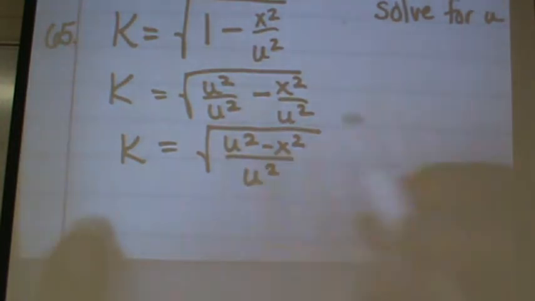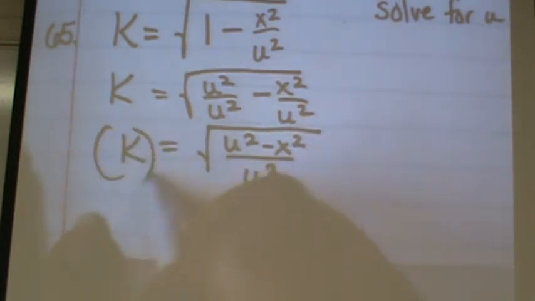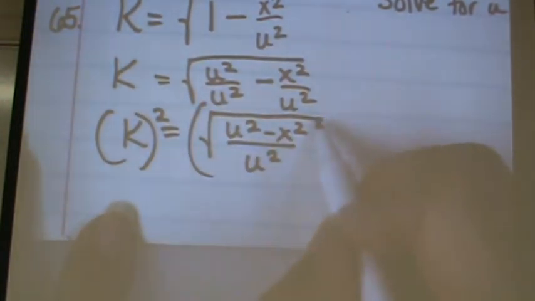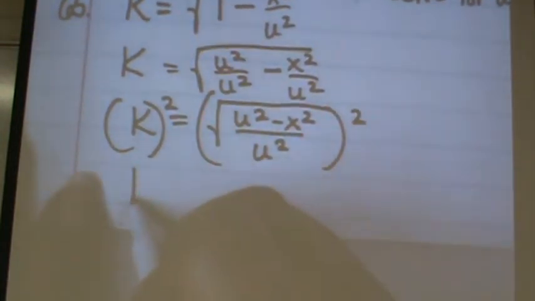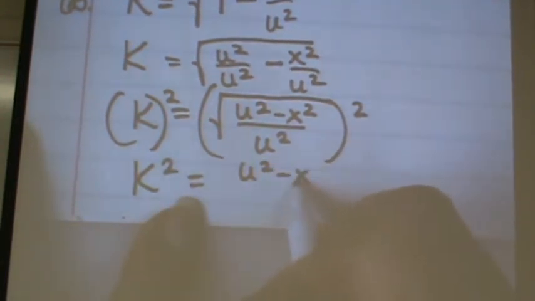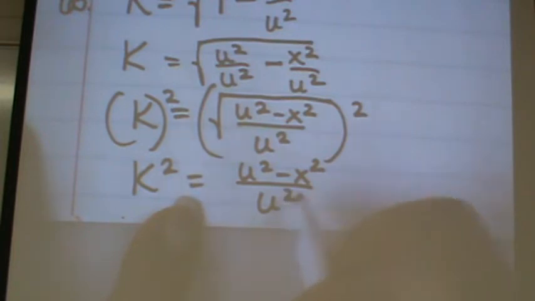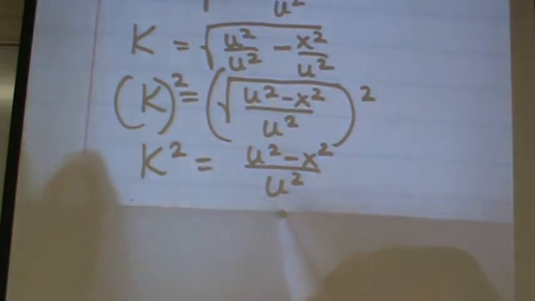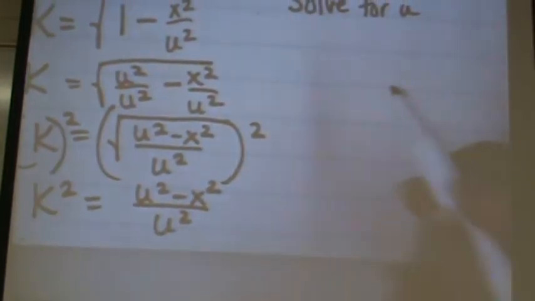Okay, now I'm going to square both sides. If I square both sides, I have k squared, and I have no more radical here. u squared minus x squared over u squared. Now I'm going to cross multiply. k squared times u squared is k squared u squared equals u squared minus x squared.